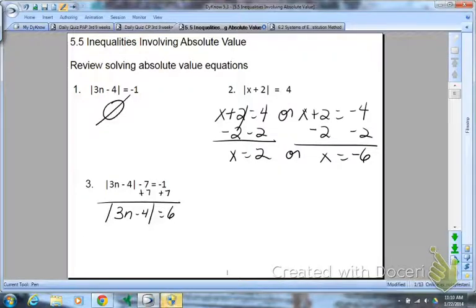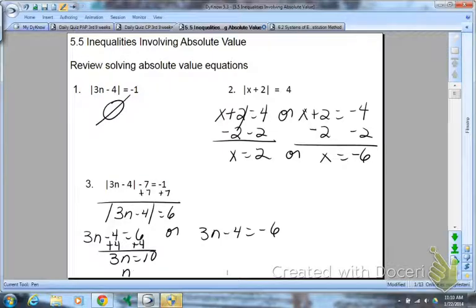So we take it out of the absolute value, 3n minus 4 is equal to 6, or 3n minus 4 is equal to a negative 6. We have two equations to solve. So that's 3n is equal to 10. Divide, so n is equal to 10 thirds. On the other one, add 4. 3n is equal to negative 2. Divide, n is equal to negative 2 thirds. We do not have to turn these into mixed numbers. We would have to turn them into mixed numbers if we were graphing. But leaving it as 10 thirds is just fine.